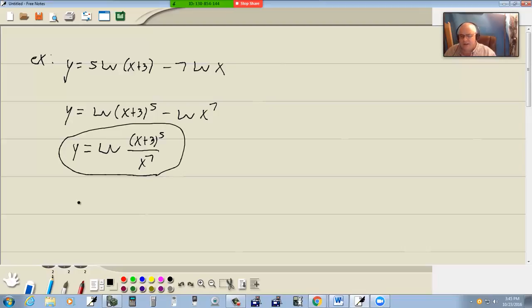log now. I shouldn't have had the y equals. I'm thinking of something else. That's where we're actually doing something further with it, as if you're going on to calculus or some class like that.